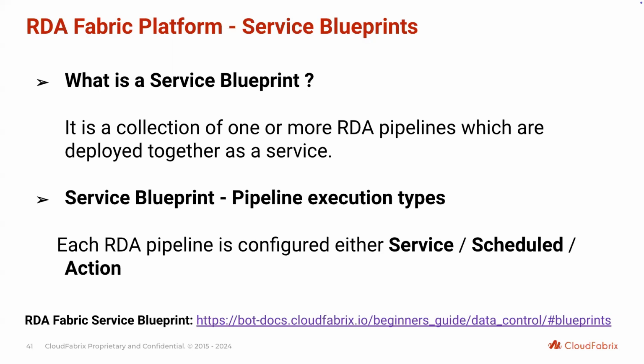Within the service blueprint, you have different types of pipelines which you can publish. Either you can configure the pipeline as a service, or it can be configured as a schedule, or it can be configured as an action. We'll talk about what these types are in a minute.